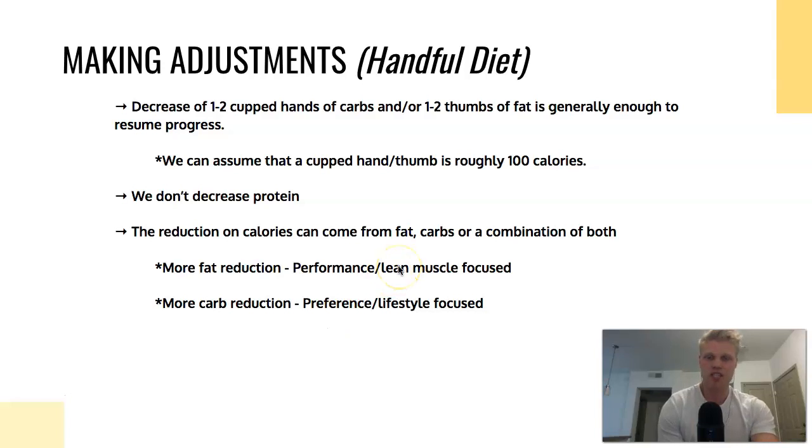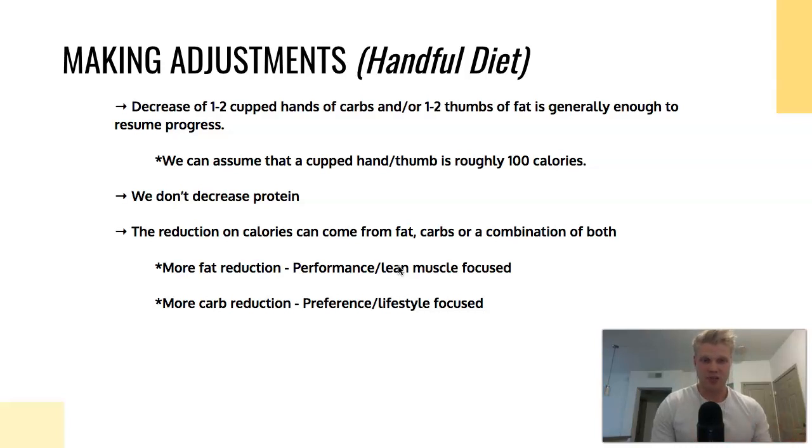And then finally, when we're making adjustments to the handful diet, here we can decrease by 1 to 2 cupped hands of carbs and/or a combination of 1 to 2 thumbs of fat. And this is generally enough to resume progress. So we can assume that a cupped hand of carbs or a thumb of fat is approximately 100 calories. I would say for most people, a cupped hand of carbs is about 20 to 30 grams of carbs. A thumb of fat is 6 to 15 grams of fat.